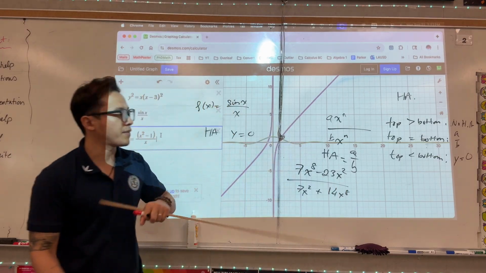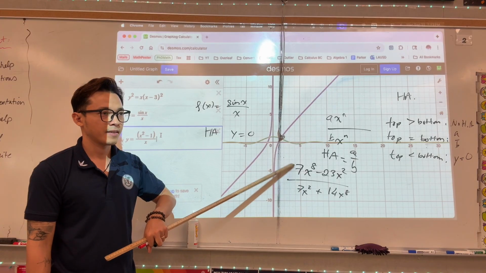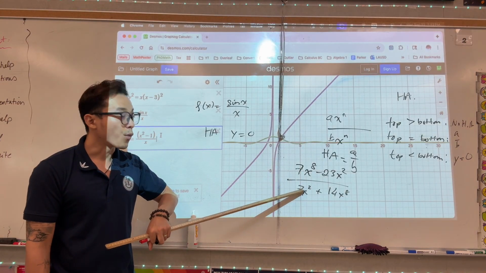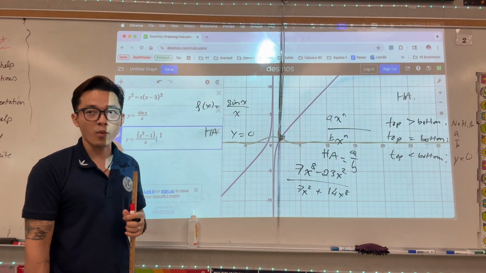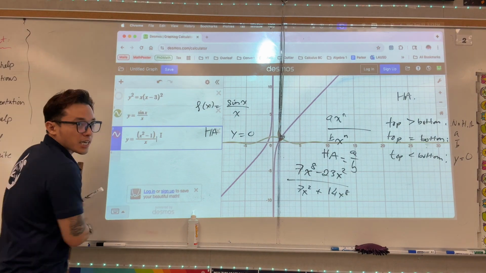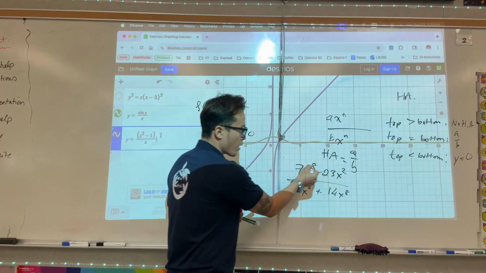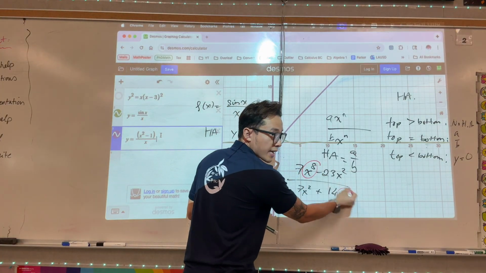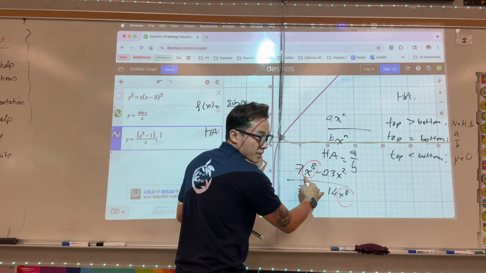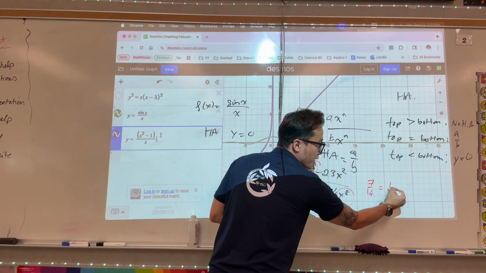Okay, what is the HA for this one? Isabel? 1 over 2. Why 1 over 2? What is the HA for this one? You look at the highest power, right? The highest power is 8 and 8. So because they are the same, then you're going to look at their coefficients. So you only have 7 over 14, which is 1 over 2.